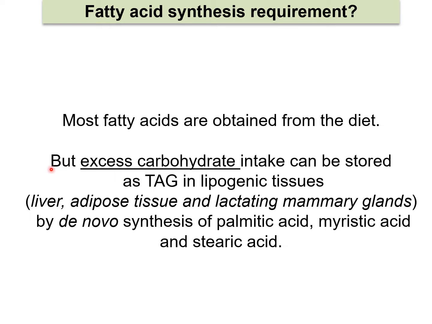And this happens in the liver, but also in adipose tissue, and sometimes in the mammary glands that are undergoing lactation. This is called the de novo synthesis. What we can make is palmitic acid with carbon 16, myristic acid with 14 carbons, and stearic acid with 18 carbons.